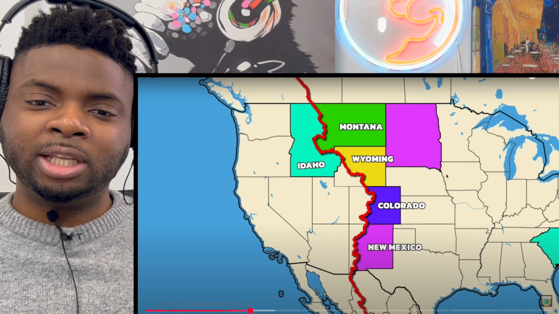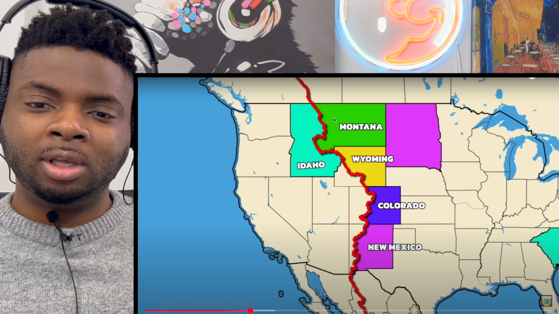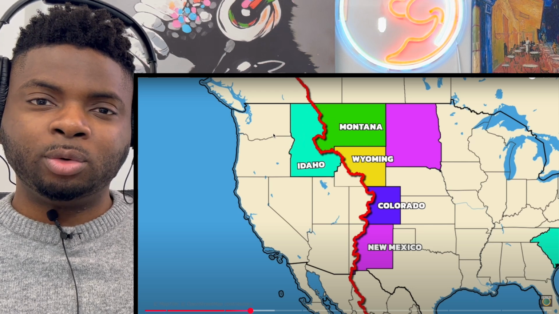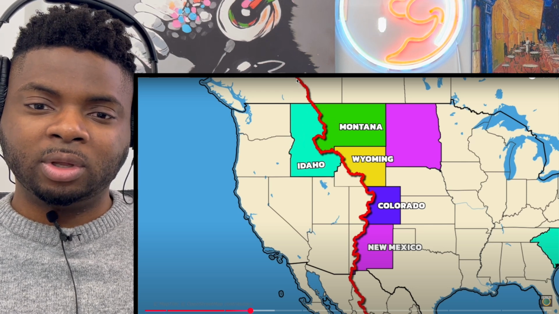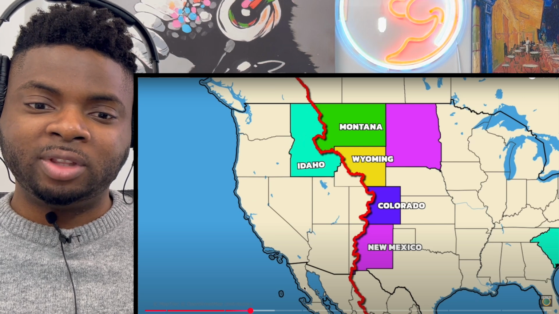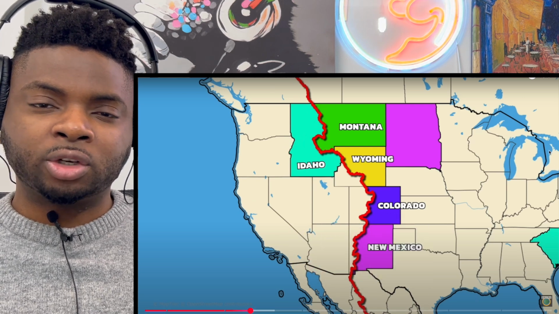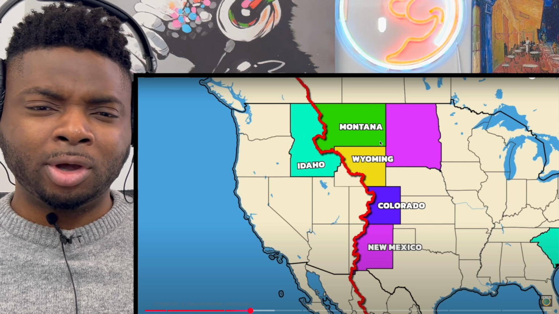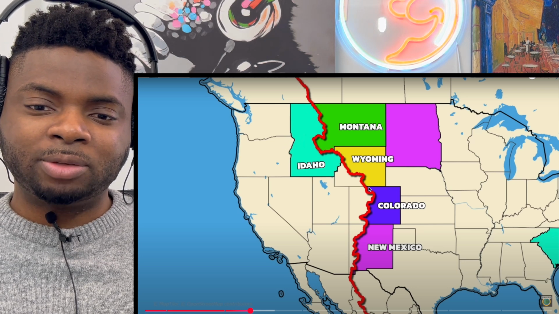When he says Continental Divide, what does he mean by that? Because the USA is part of the North American continent, so surely all of this is part of one large continental divide, no? What does he mean by this red line here?